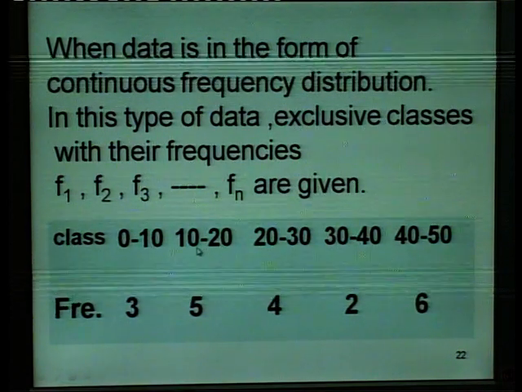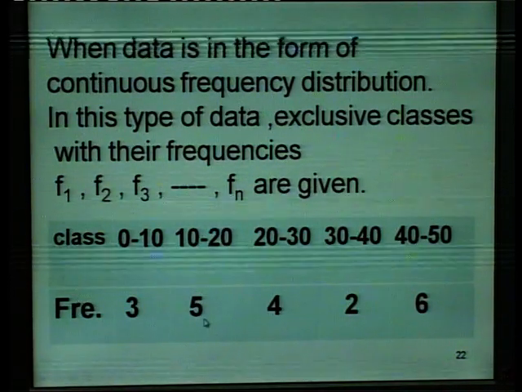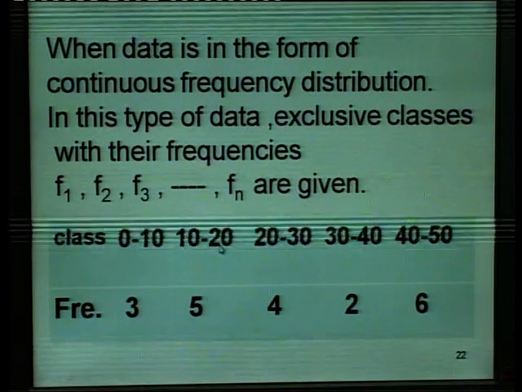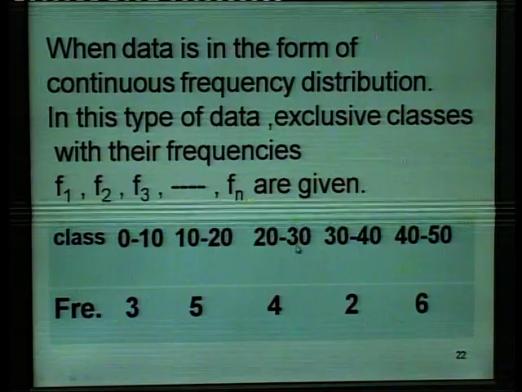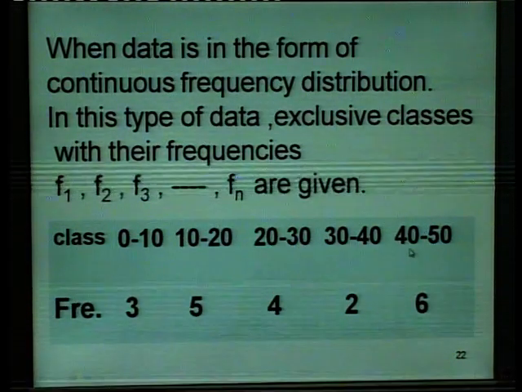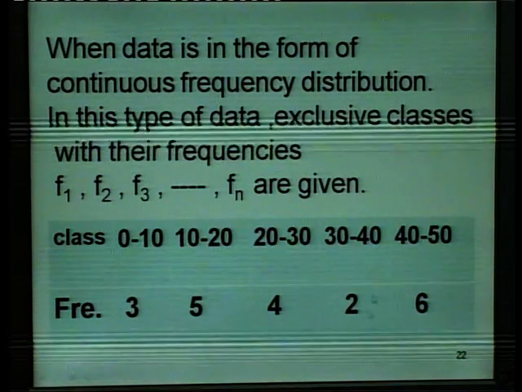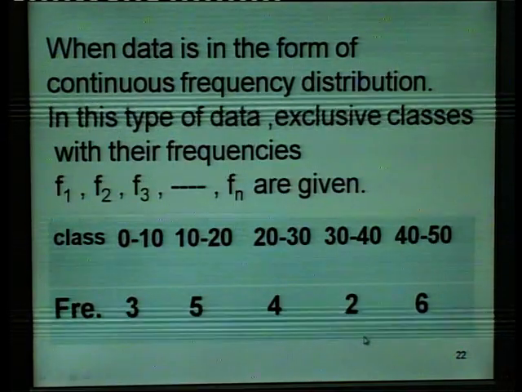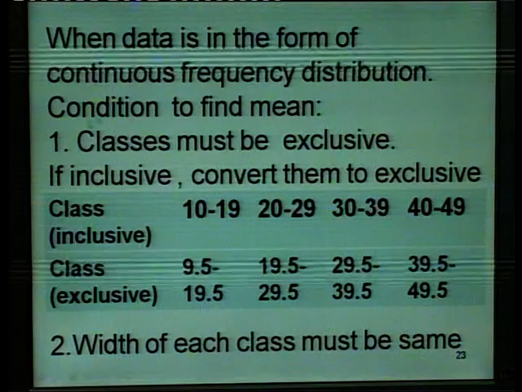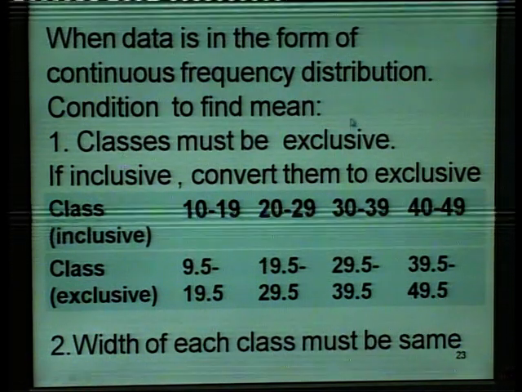In 10 to 20, 10 is included. Frequency 5 means 5 values appear between 10 and 20. Similarly, 20 to 30 has frequency 4, the 30 to 40 class has frequency 2, and the 40 to 50 class has 3. Whenever we are given a continuous frequency distribution, how do we find the mean? Next, the conditions to find the mean when data is in the form of continuous frequency distribution.